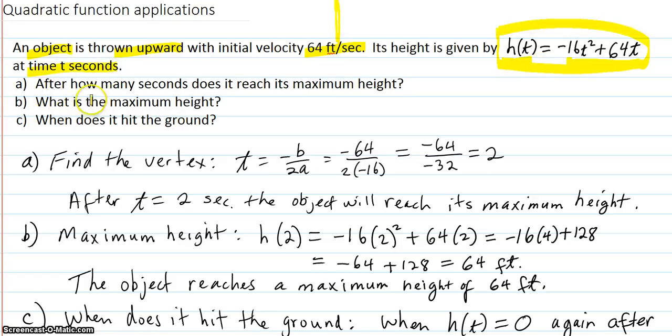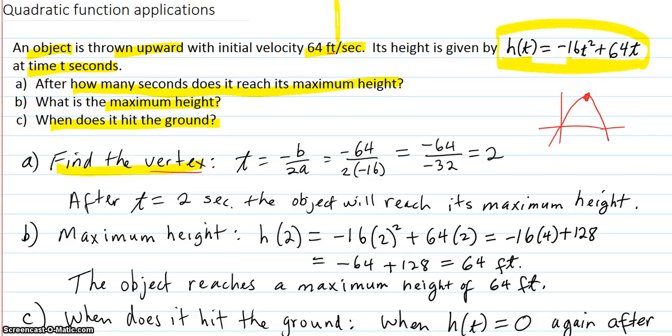The questions are, after how many seconds does it reach a maximum height? What is the maximum height? And when does it hit the ground? So for A, how many seconds does it reach the maximum height? We're just going to find the vertex. Now this function is a parabola opening down, so we'll have a max, and that's where the vertex is, and that's why we're looking for the vertex.